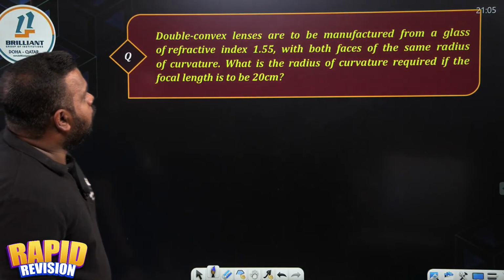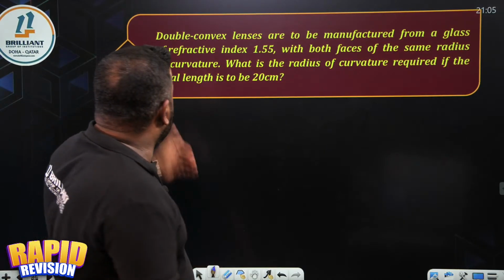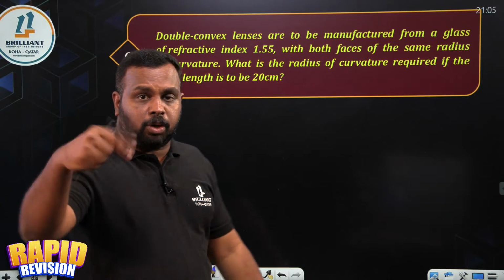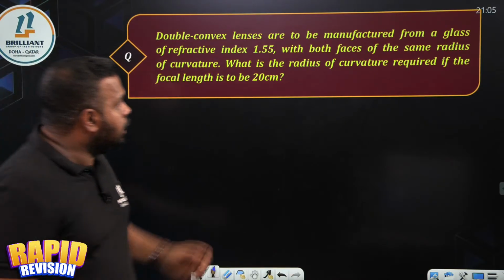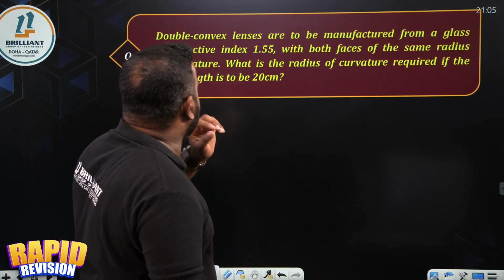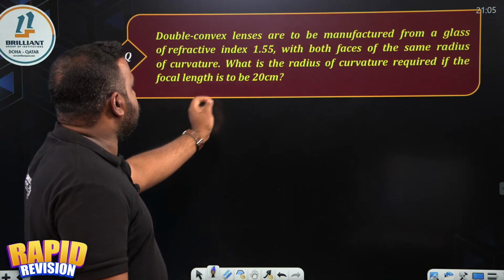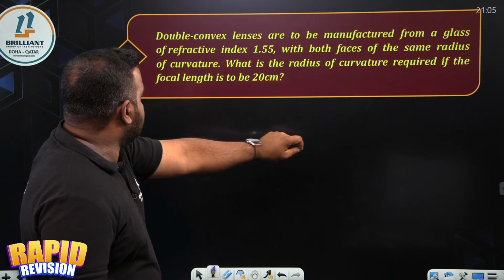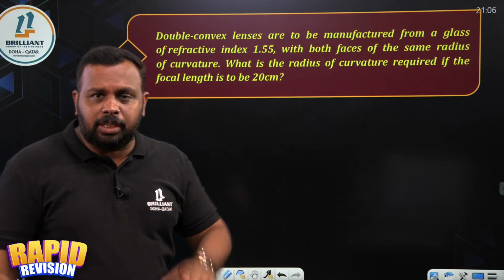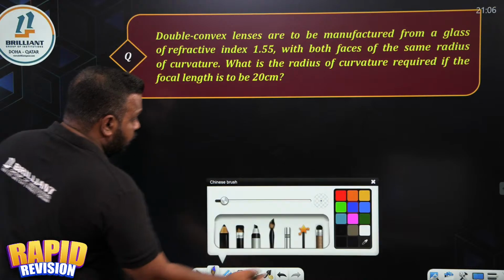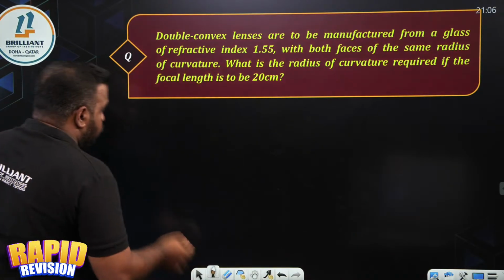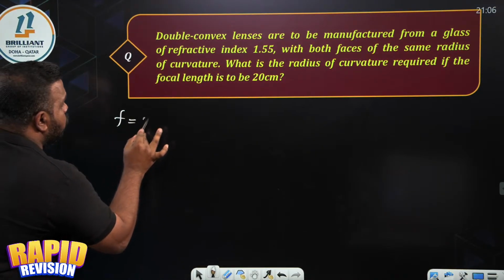Next is again a question of double convex lenses. Double convex lens means both sides are convex, to be manufactured from a glass of refractive index 1.55 with both faces of the same radius of curvature. What is the radius of curvature required if the focal length is to be 20 centimeter? It's an easy question. See, the required focal length f is given as 20 centimeter.